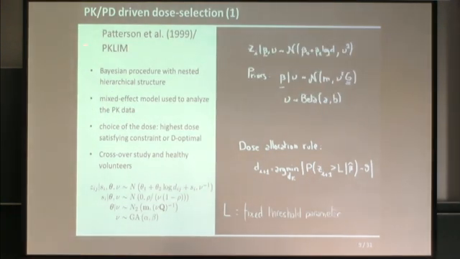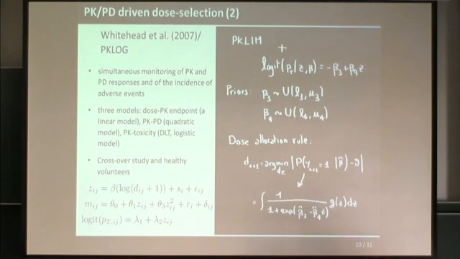And I call that method PK-lim in our modification. Then there was the method proposed by Whitehead et al. And there was still Patterson. So it is a modification of the previous model where they take care of PK, PD, and incidence of adverse events at the same time. So we have three models: the one of logarithm of the AUC versus dose as in the previous slide, then the pulse rate depending on the AUC, and then the probability of toxicity versus the logarithm of AUC.